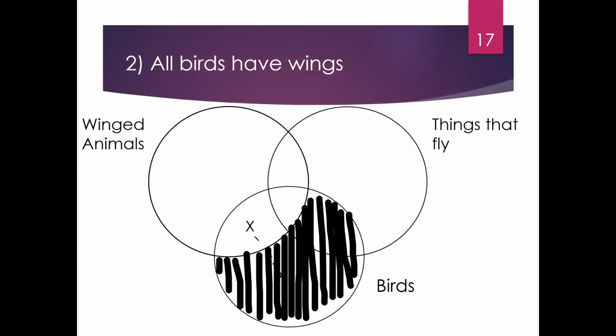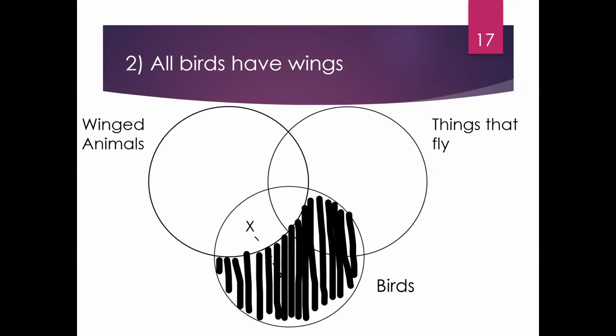Now, the second premise says all birds have wings. And so that means we eliminate that area of the circle of birds outside of the category of winged animals. So we shade all of that in. Now, what that does in this case, it eliminates our floating X. It allows us to know for sure that we actually do have an X in that category of winged animals and birds. And so we know that there are things there that exist. It's outside of the category of things that fly.